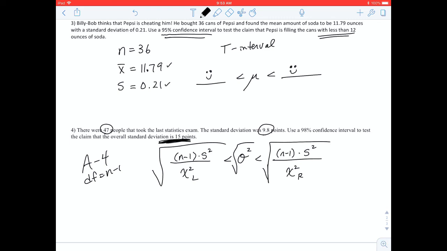And then at the end is the conclusion. Is 15 within that interval?